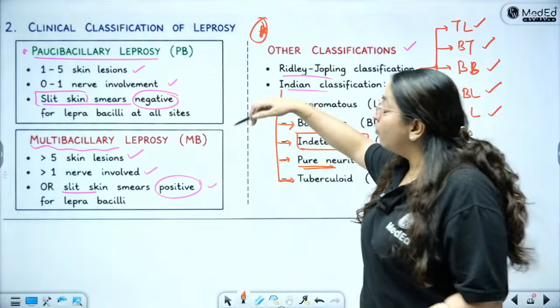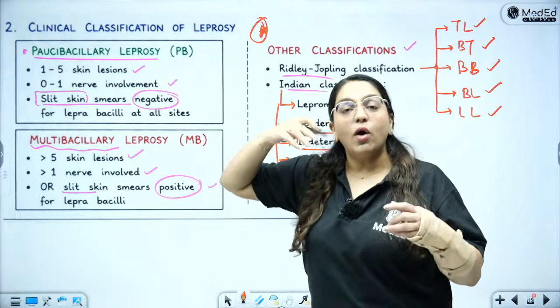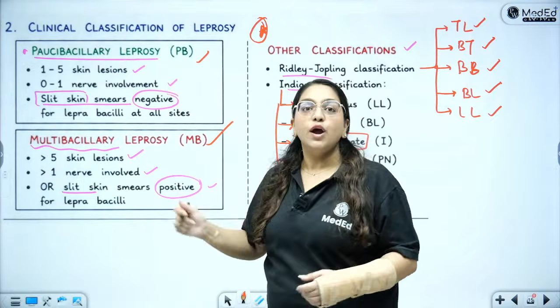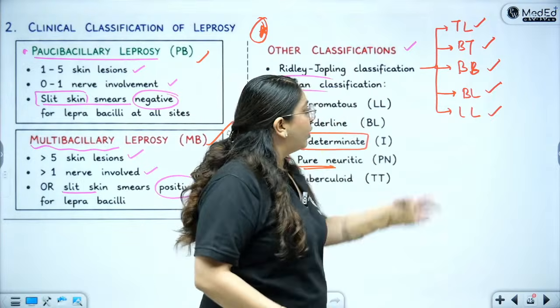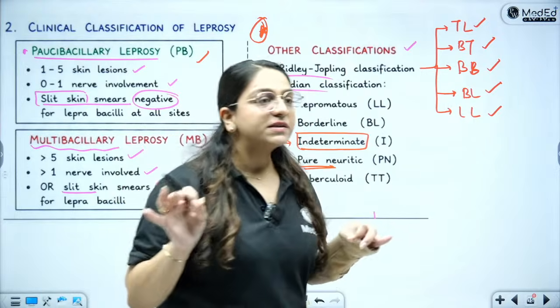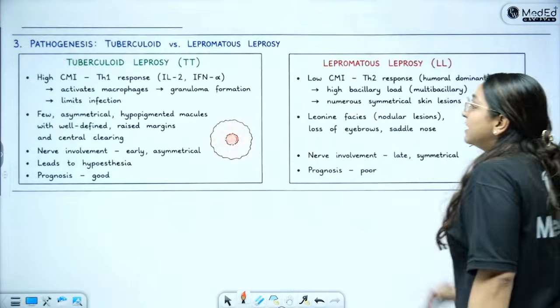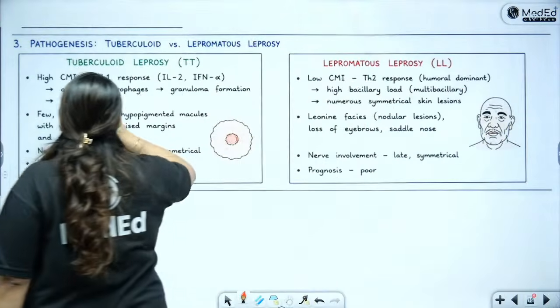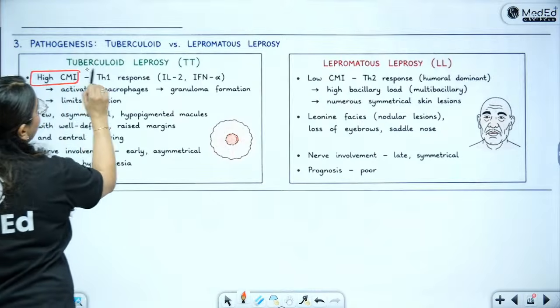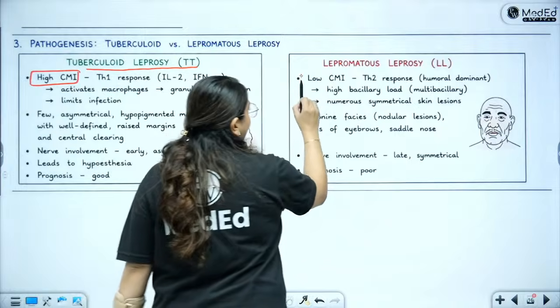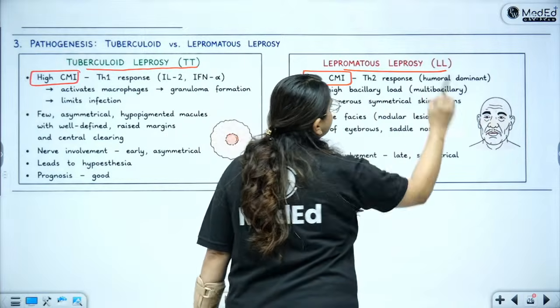Right. So what is it depending upon? What is deciding that this person will come with paucibacillary or multibacillary? What is deciding that this person will fall into this clinical spectrum of the disease? The immunity of the person is deciding it. So if it is a good cell mediated immunity, high CMI, it will present as tuberculoid leprosy. If it is a low CMI, it will present as lepromatous leprosy.